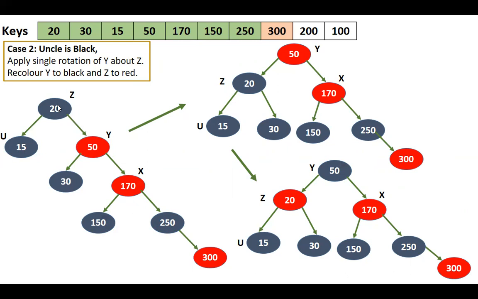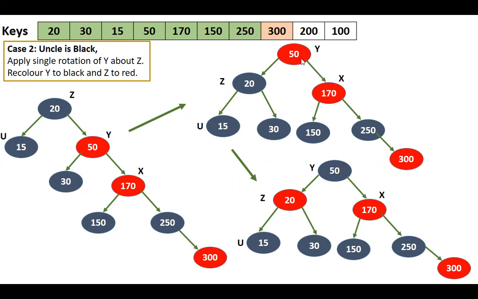Y will move up, Z will become its left side, and X will remain as it is, its right side. And the left side of Y will become the right side of Z. You can see here, Y moves up, Z becomes its left side, and Y's left child 30 will become the right child of 20. Fine.